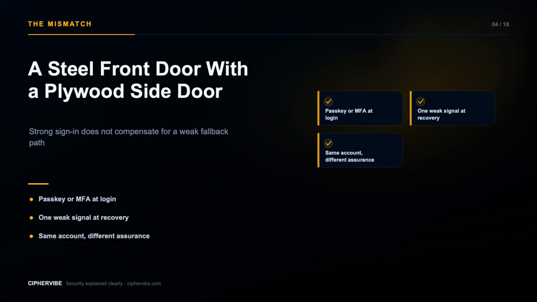Picture a steel front door protected by a passkey and device-bound authentication, next to a side door opened by an email address or familiar-sounding caller. Attackers choose the cheaper path. Measure recovery assurance separately from sign-in assurance, then close any gap between them.